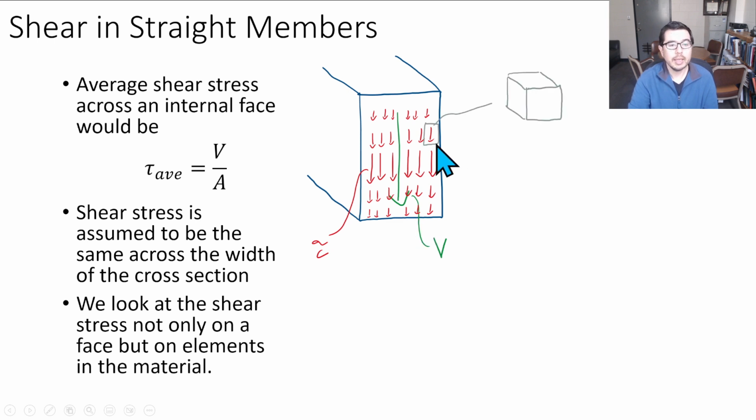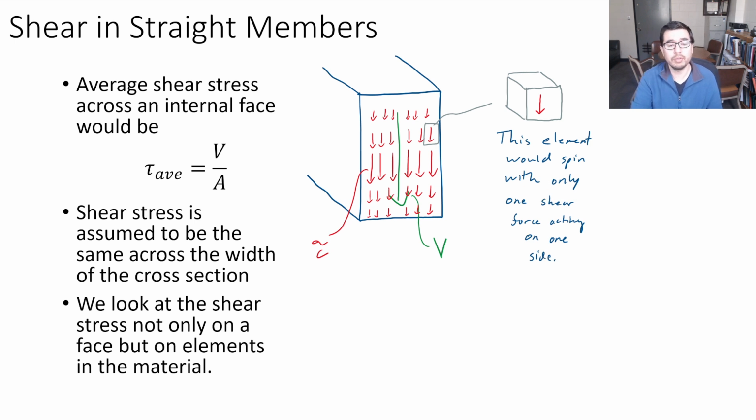And if we take a little element from this face, so this face right here is this face right here, and then this element goes into the material, so this is a 3D element. If we were only to have this one shear stress, which is going to create a force, like a dA, a shear stress, some little dV acting on this face, this element would spin. We wouldn't be able to preserve equilibrium.